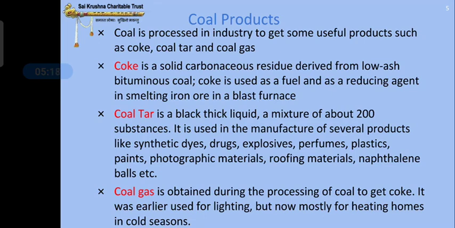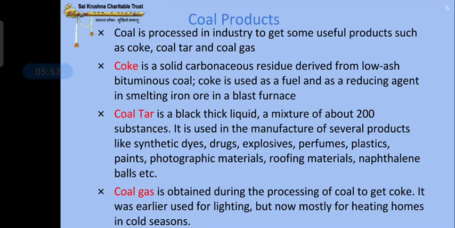Okay, and the next product is coal tar. So coal tar is a black thick liquid, a mixture of about 200 substances. It is not a mixture of one or two substances, it is a mixture of 200 different substances. And these coal tars are used in many places like synthetic dyes, drugs, explosives. Dyes in the sense like hair dye, coloring agent is a dye. And you have drugs, a few medicines, explosives, perfumes, plastics, paints, photographic materials, roofing materials, and naphthalene balls.